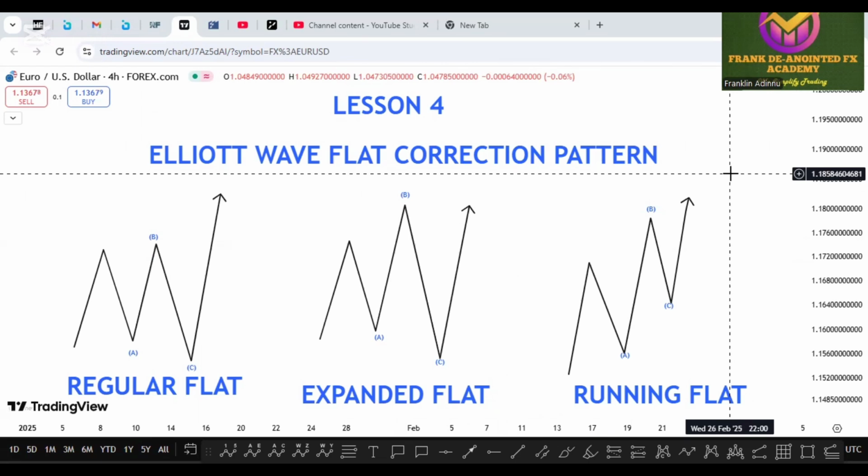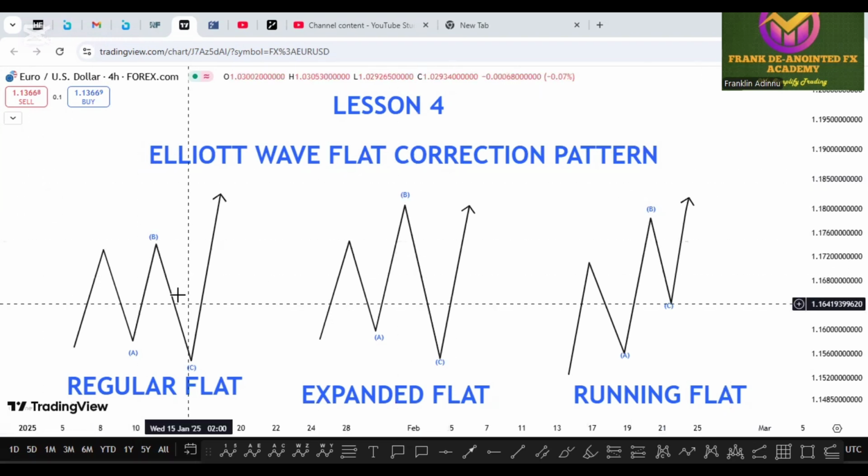So, talking about the flat correction patterns, we have three of them. The first one is the regular flat pattern. The second one is the expanded pattern, or irregular pattern. Then the third one is the running flat pattern. So let's start with the regular flat.